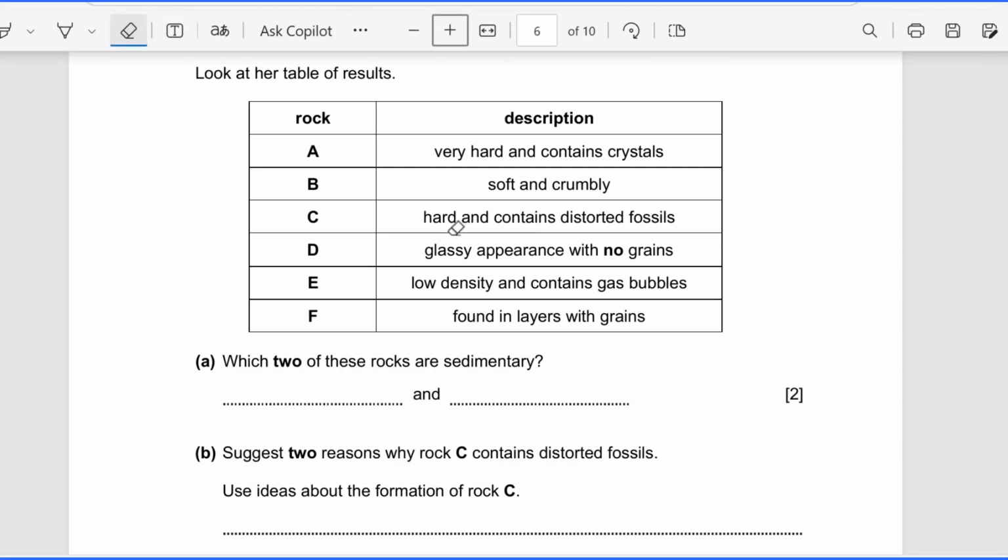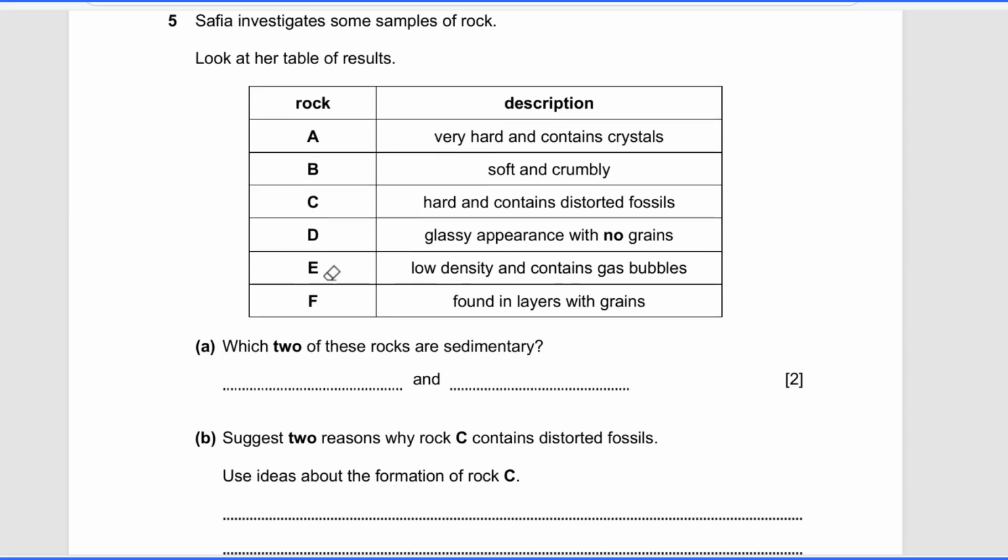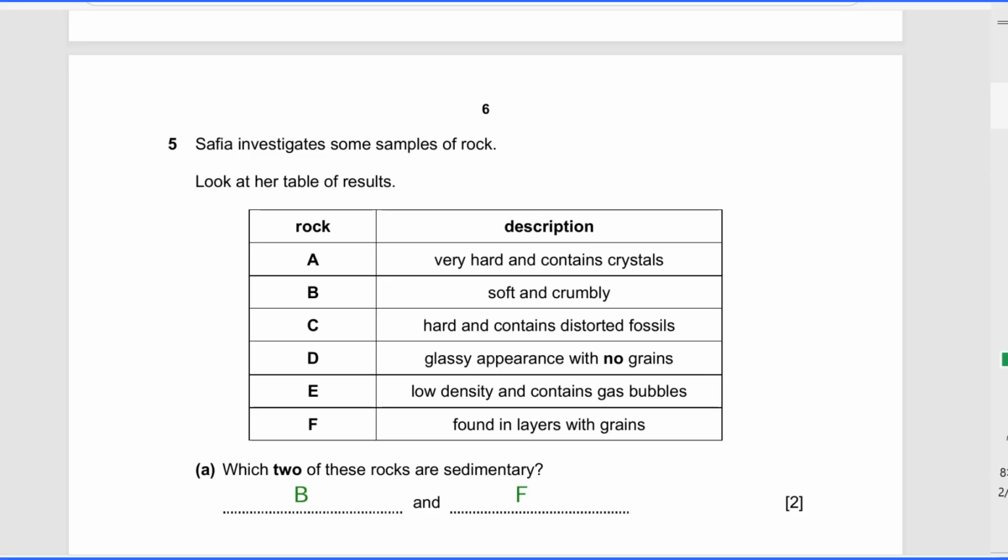Sophia investigates some samples of rock. Look at her table of results: rock A, B, C, D, E, F, and these are the descriptions. Question A: which 2 of these rocks are sedimentary? 10 seconds. If you have not finished, you may pause this video. Well, the answer is B and F.